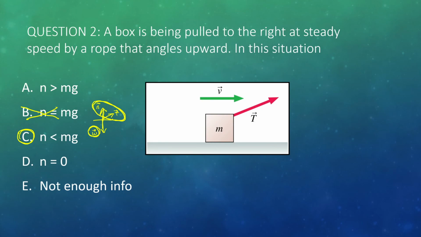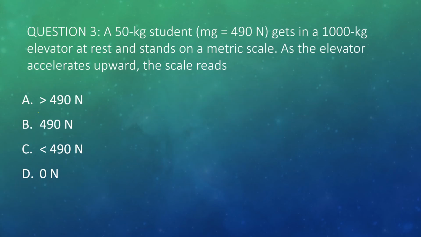So, very tricky question. This brings us to question 3. A 50 kilogram student, in other words, a weight of 490 newtons, gets into a 1,000 kilogram elevator at rest and stands on a scale. The elevator then accelerates upward. What would the scale read?